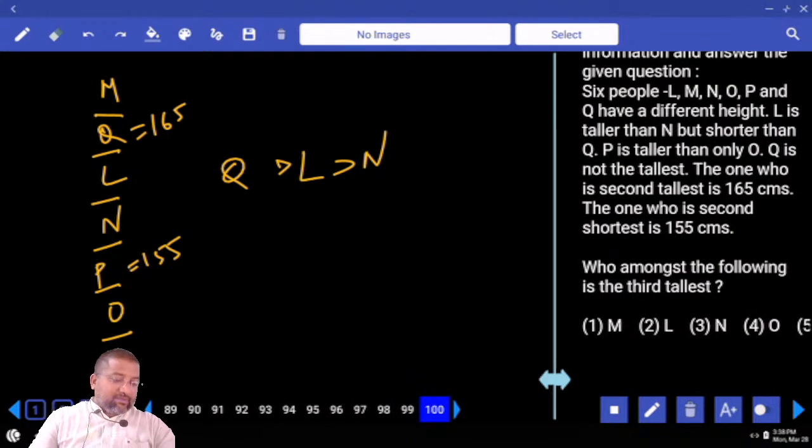Next, last question. Who amongst the following is the third tallest? L. It is L. So I am sure you have all followed this. Thank you.